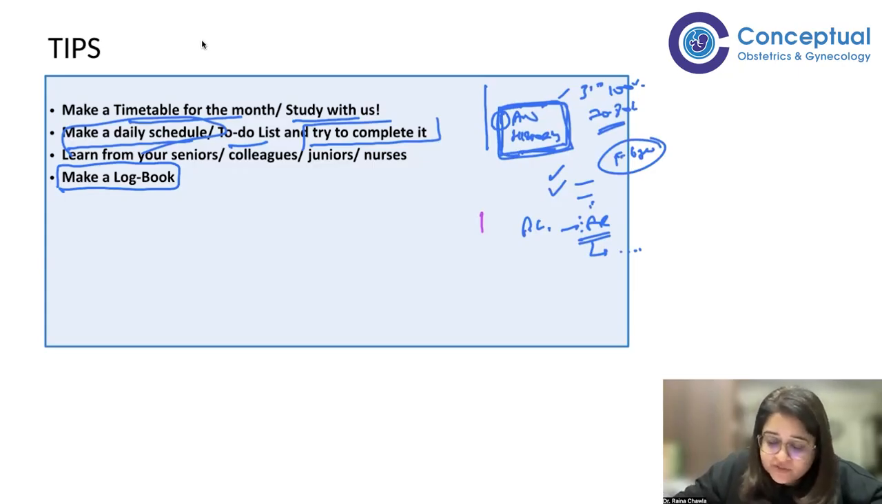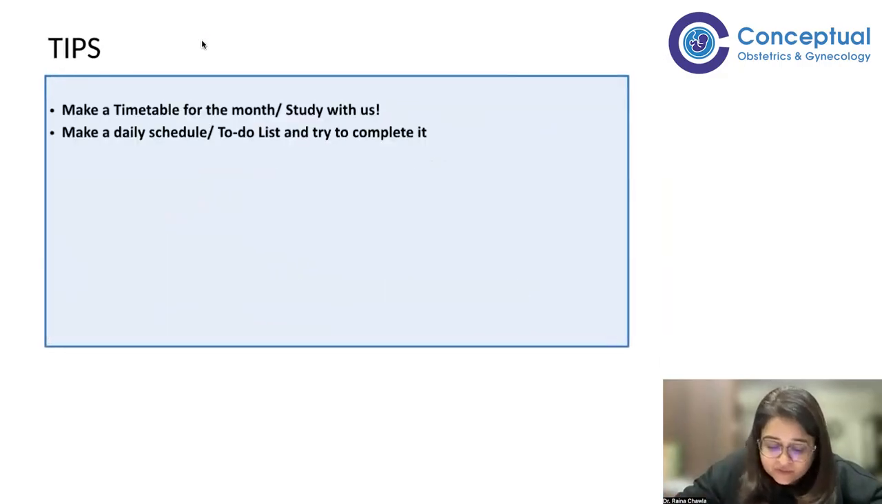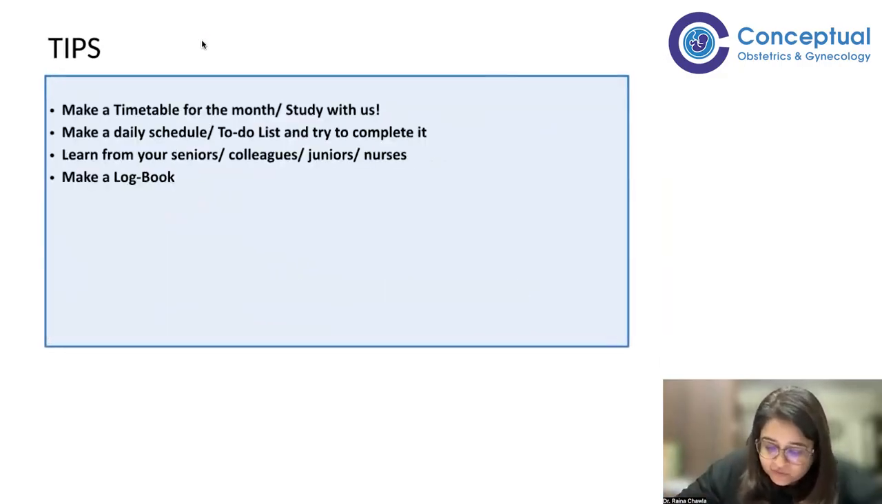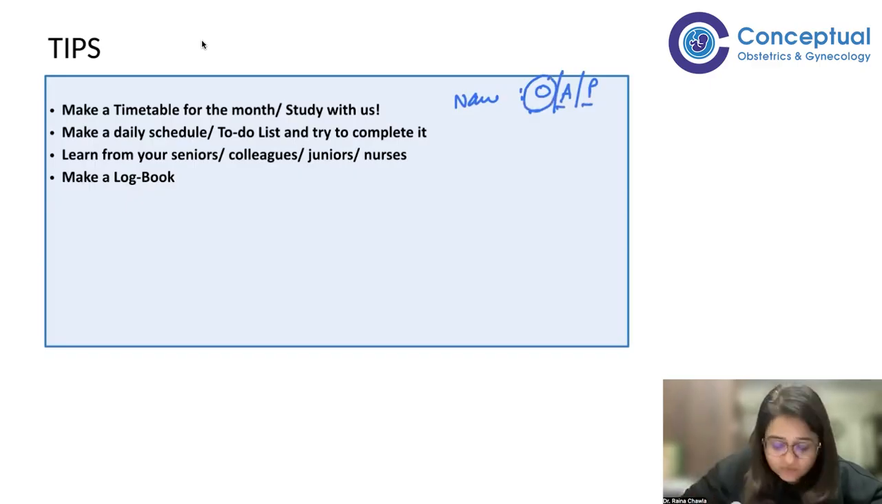So suppose you saw a cesarean today. Okay, so you write the name of the procedure. Okay, and you write either you've observed it, or you've assisted it, or you have performed it. Okay, even if you just watched it from afar, you have observed it. Okay, so what does this do? How does this logbook help?